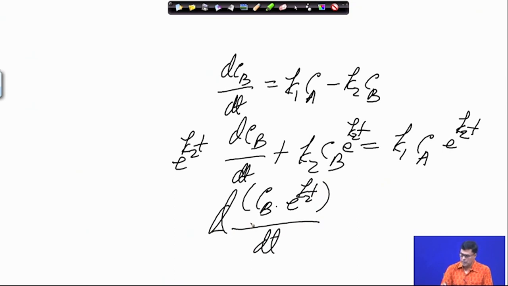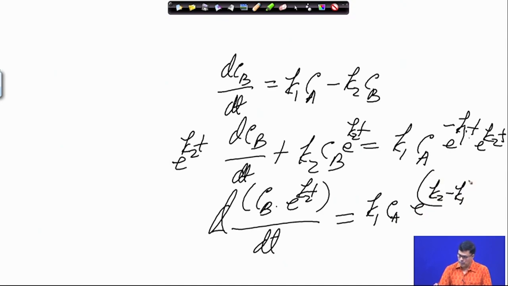I can write like this, and here we have made some mistake. Here it will already be k1. This we can write as k1 multiplied by (k2 minus k1), and multiplied by e to the power k2 t, because we multiply both sides by e to the power k2 t. So this I can write as k1 CA0 e to the power (k2 minus k1) t.